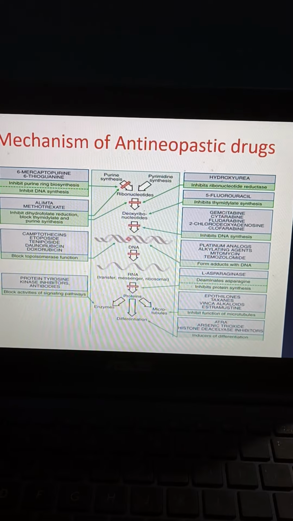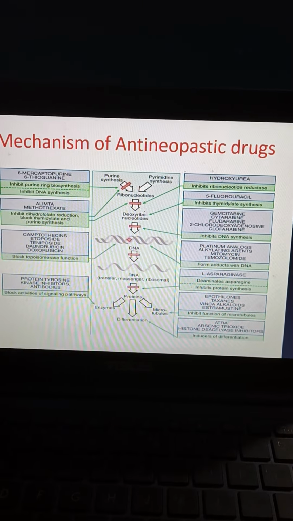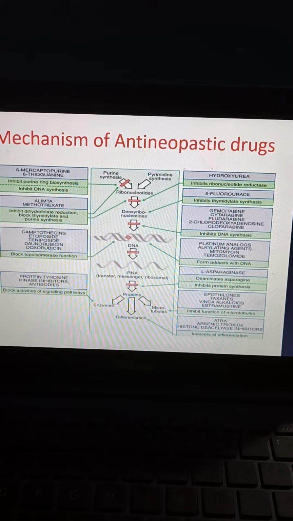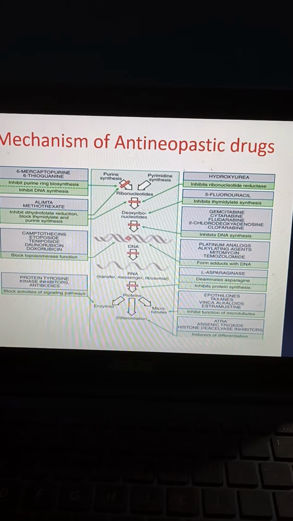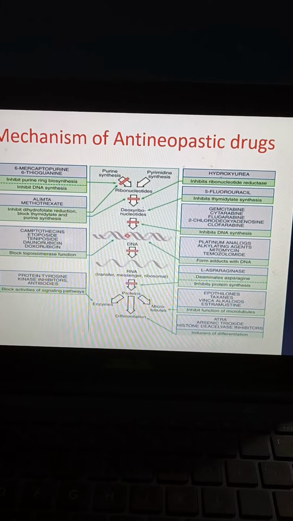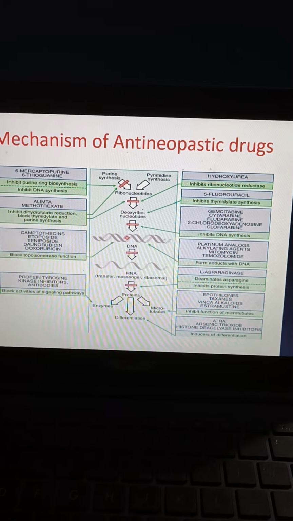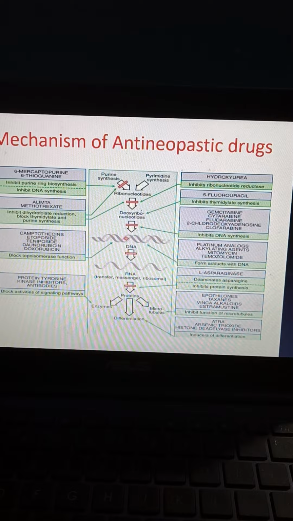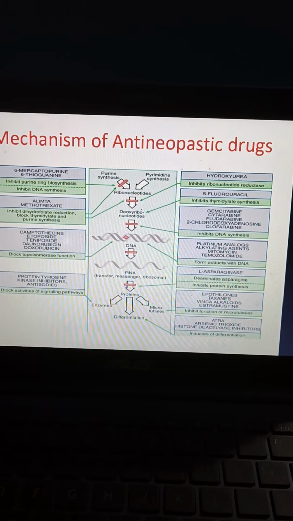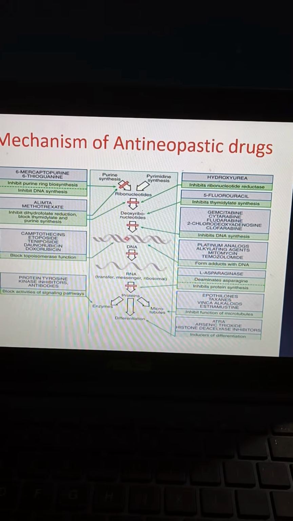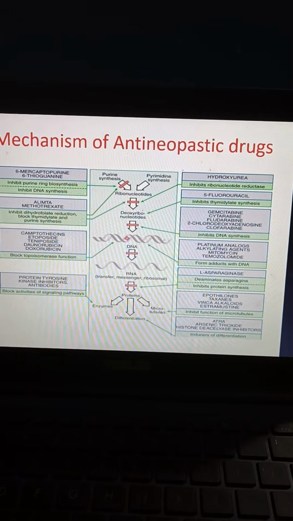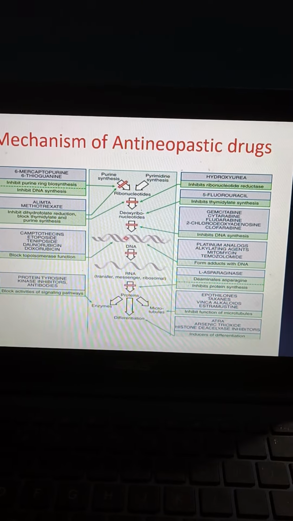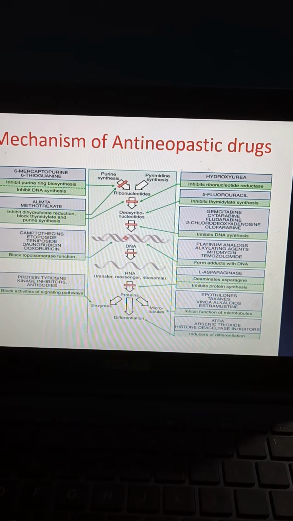Then camptothecins, etoposide, teniposide, daunorubicin, and doxorubicin block topoisomerase function and inhibit DNA synthesis. And protein tyrosine kinase inhibitors and antibodies block the activities of signaling pathway enzymes. On the right side, hydroxyurea inhibits ribonucleotide reductase, so the pathway from ribonucleotides to deoxyribonucleotides is inhibited by hydroxyurea.